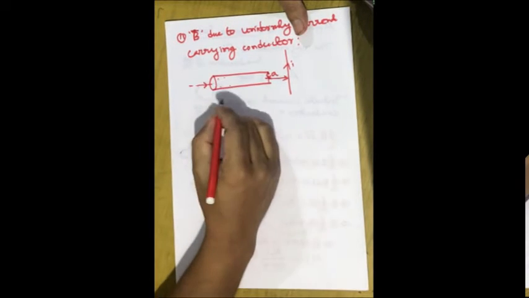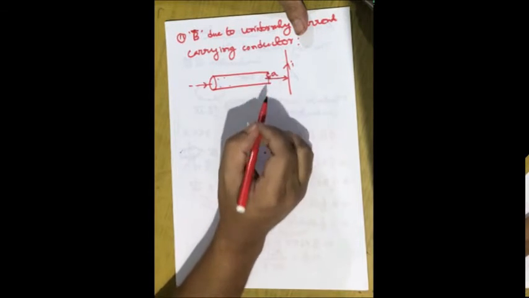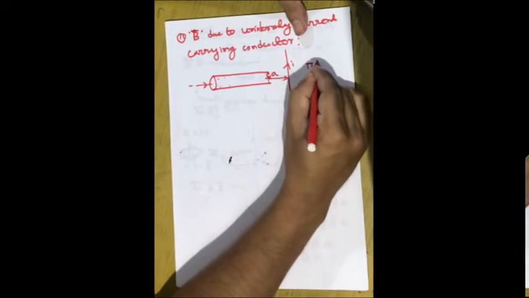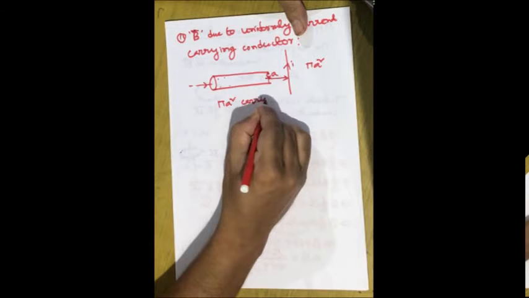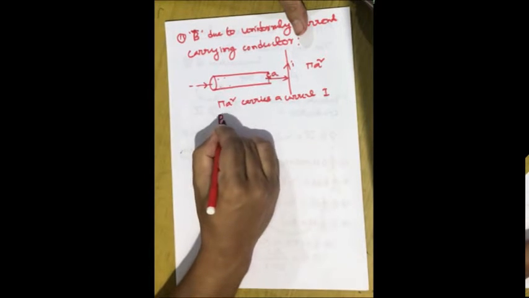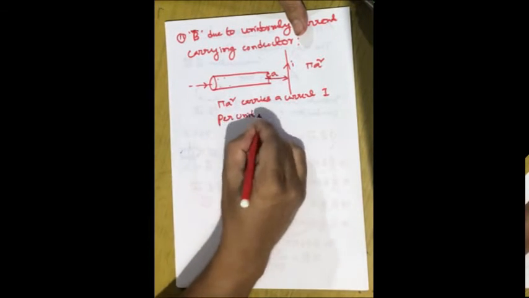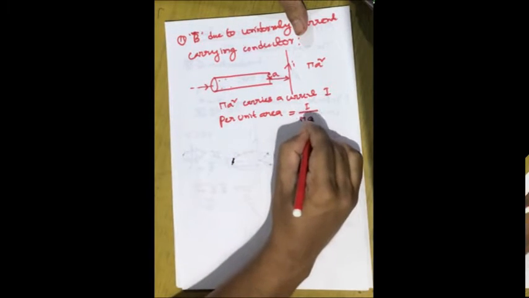For example, the radius of the conductor is a, therefore its cross sectional area is equal to pi a square. So pi a square carries a current I. Let's say it's capital I. Therefore, per unit area, the current will be I divided by pi a square.